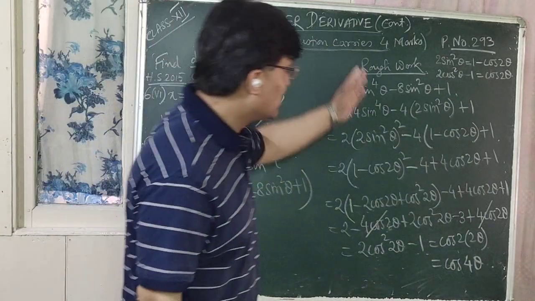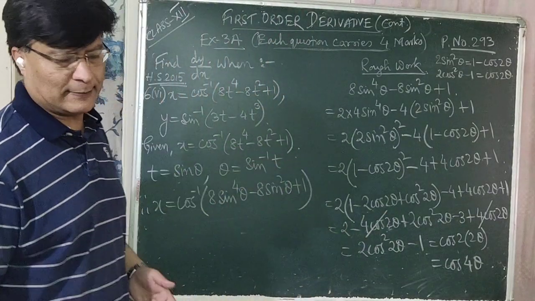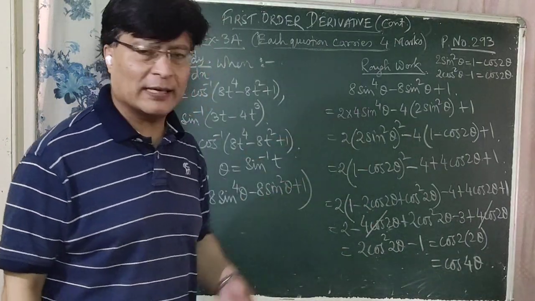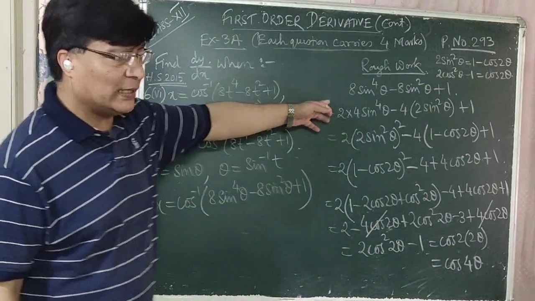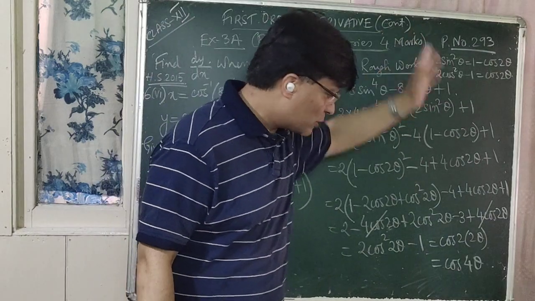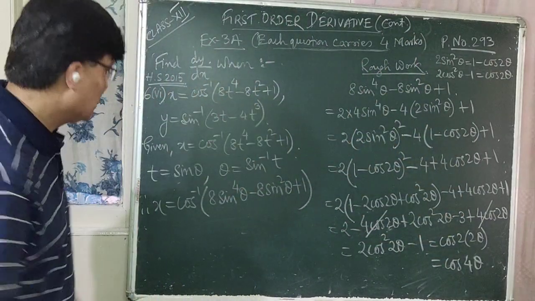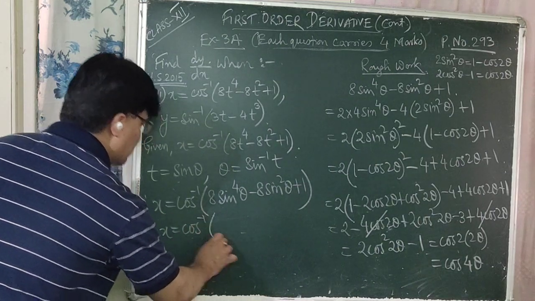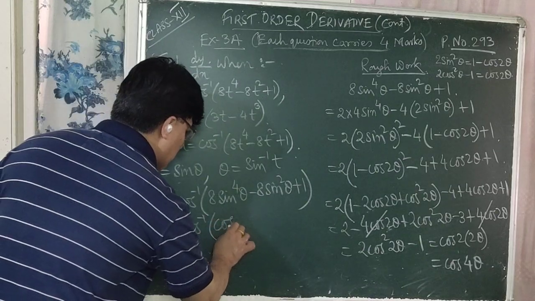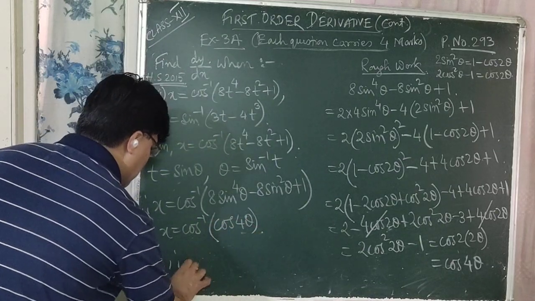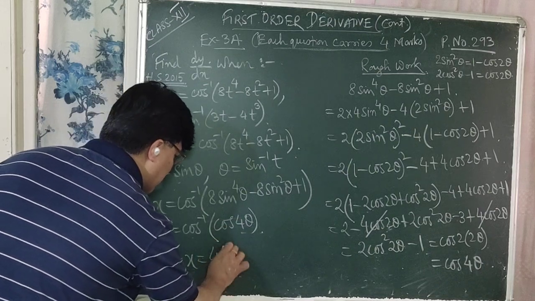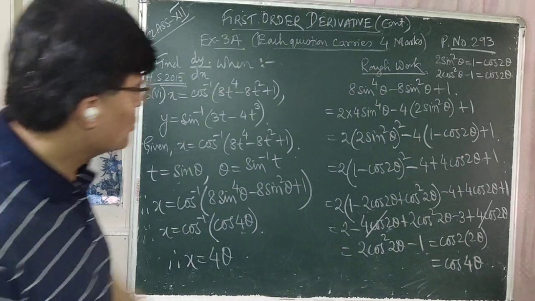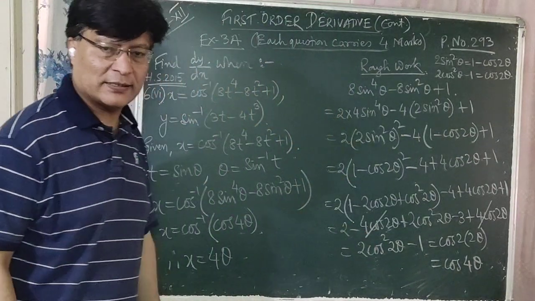So this is just trigonometric simplification. You must have done it in class 11 also. In class 11, in multiple angles, there is a problem: prove that 8 sine to the power 4 theta minus 8 sine square theta plus 1 is equal to cos 4 theta. So let us write it here. Therefore, x is equal to cos inverse within the bracket cos 4 theta, right? So x is equal to, what is cos inverse cos 4 theta? That is your 4 theta. Is it clear to all of you? So you should show it in the rough work space, right?